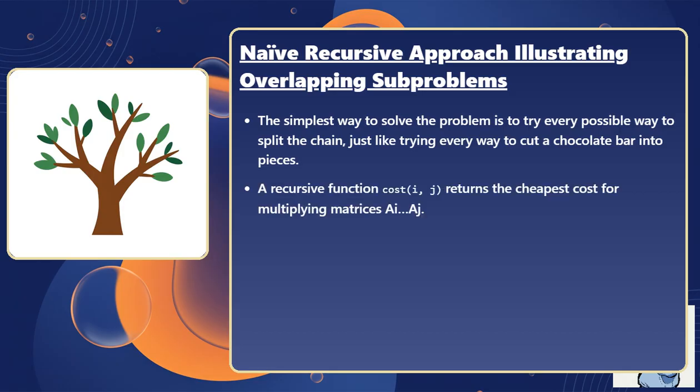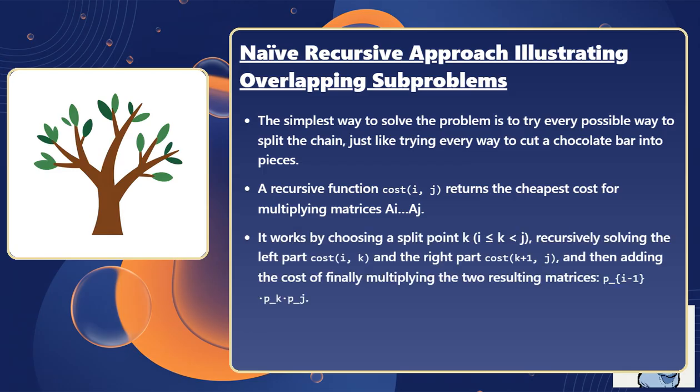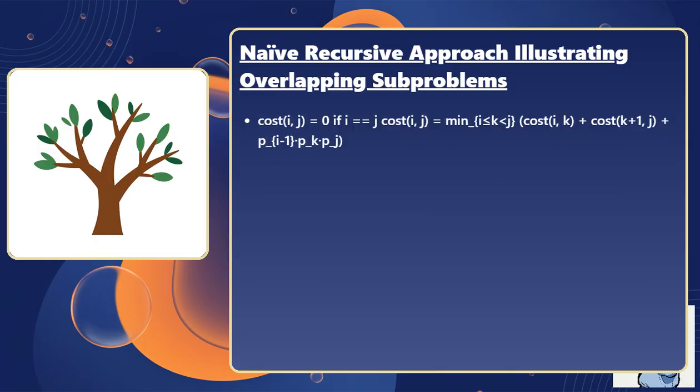A recursive function cost(i,j) returns the cheapest cost for multiplying matrices Ai through Aj. It works by choosing a split point k where i is less than or equal to k and k is less than j, recursively solving the left part cost(i,k) and the right part cost(k+1,j), and then adding the cost of finally multiplying the two resulting matrices, p sub i minus 1 times p sub k times p sub j. The recursion looks like: cost(i,j) equals 0 if i equals j, and cost(i,j) equals the minimum over i less than or equal to k less than j of cost(i,k) plus cost(k+1,j) plus p sub i minus 1 times p sub k times p sub j.